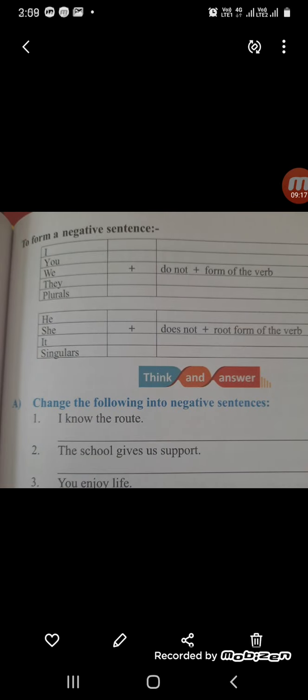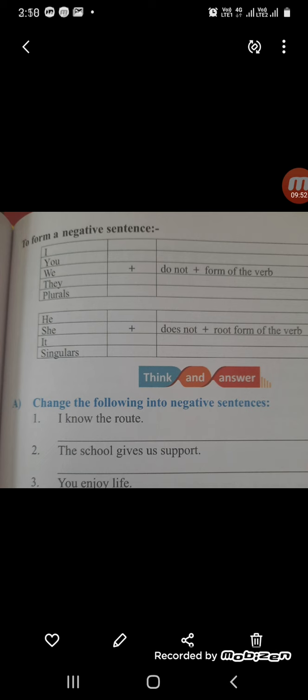Now the last page is page number 77. To form a negative sentence, with the subject we have to add do not plus the root form of the verb. Again, he, she, it, singulars plus does not plus the root form of the verb. This is how you can form a negative sentence. Now see the exercise here. Change the following into negative sentence. I know the route. I do not know the route.